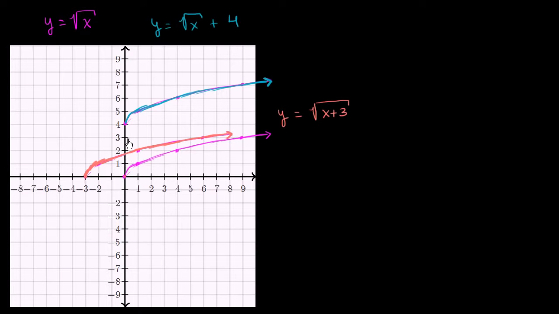This is actually for functions in general. If you just add a 4, add a number out here, whatever you add is going to shift it up or down. If this was a minus 4, it would have shifted it down. But when you replace the x with an x plus 3, this actually shifted it to the left by 3. If you wanted to shift it to the right by 3, you would put an x minus 3 over there.